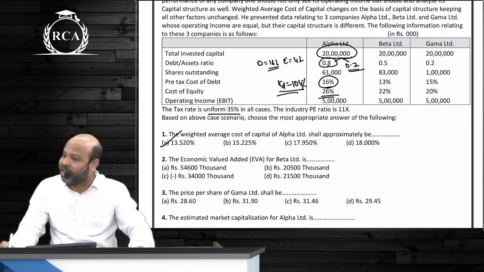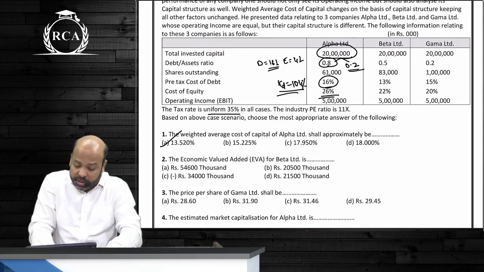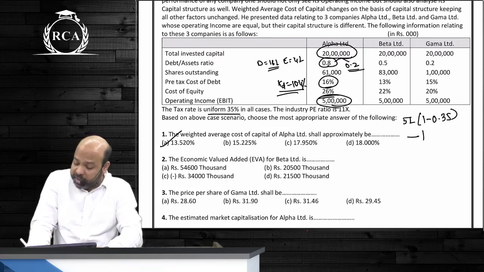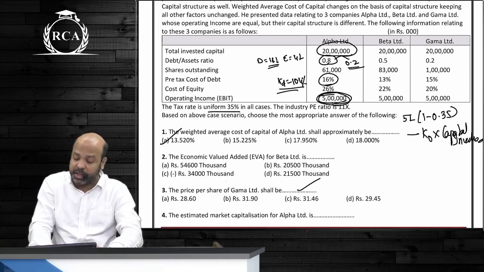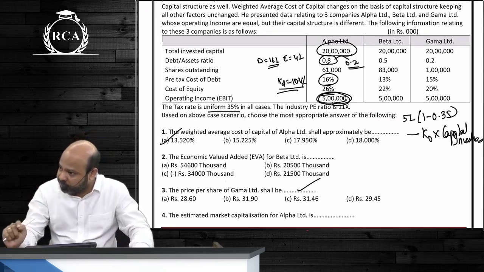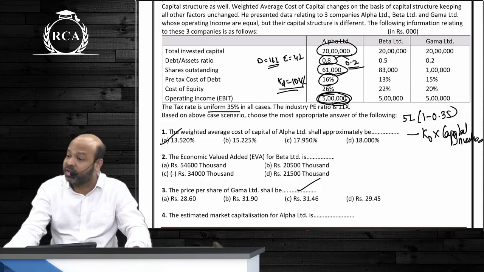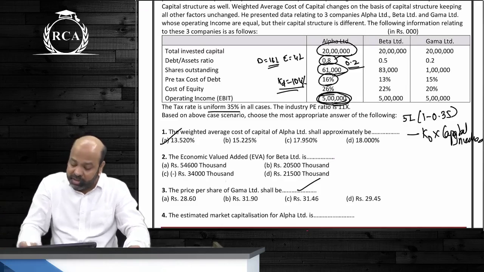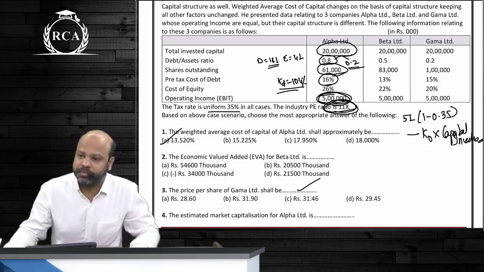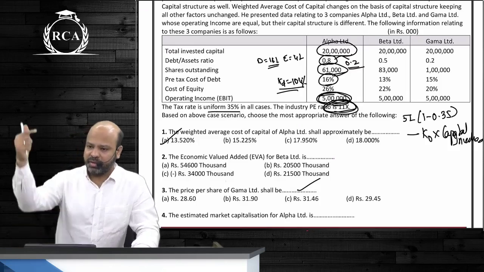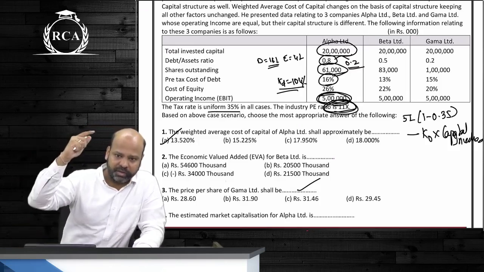How will you compute EVA after this? EBIT is 5 lakhs. 5 lakhs into 1 minus tax rate, minus Ko into capital invested. Yes or no, guys? How will you compute price per share? From operating income, I should remove interest, then remove taxes. I will get net income. That net income I will divide by the number of shares outstanding. I will get EPS. EPS multiplied by P/E ratio will give me the market price of the share. Are you getting the point? I'm discussing the procedure just so that you recollect the concept that we did. Do you remember?